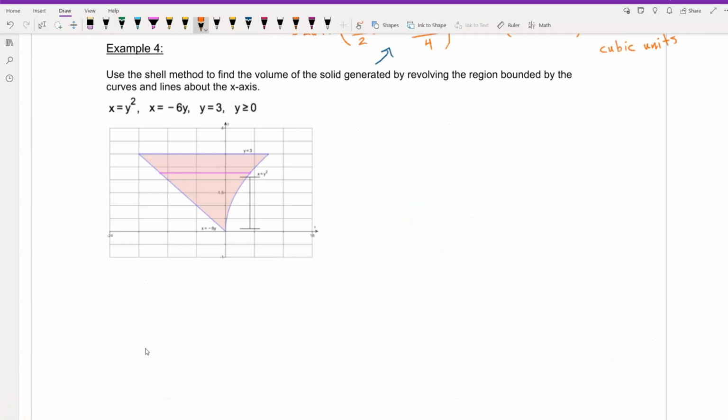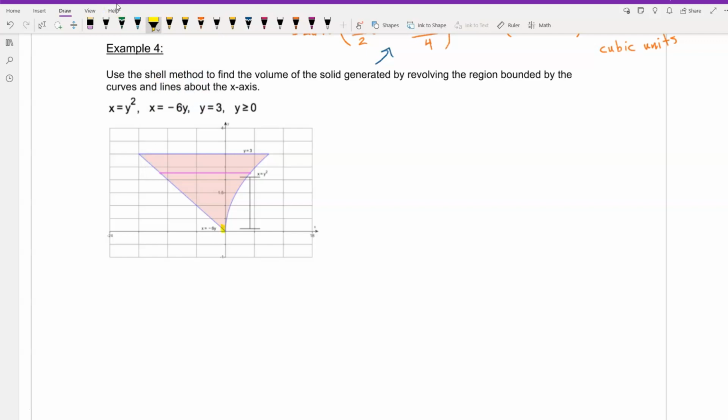Example 4, use the shell method to find the volume of the solid generated by revolving the region bounded by the curves and lines above the x-axis. So here on this part we have the x-axis, and what is given: x is equal to y squared, x equal to negative 6y, y equal to 3, and y is greater than or equal to 0. So based on that we have this graph.